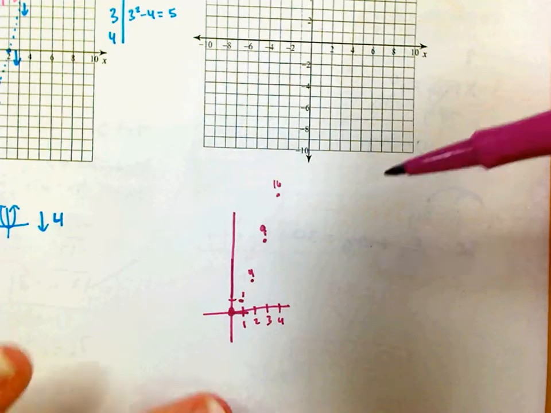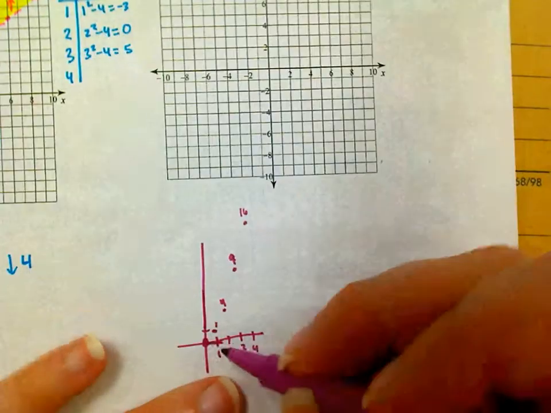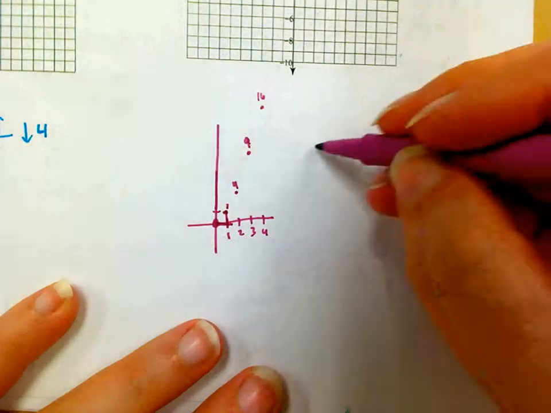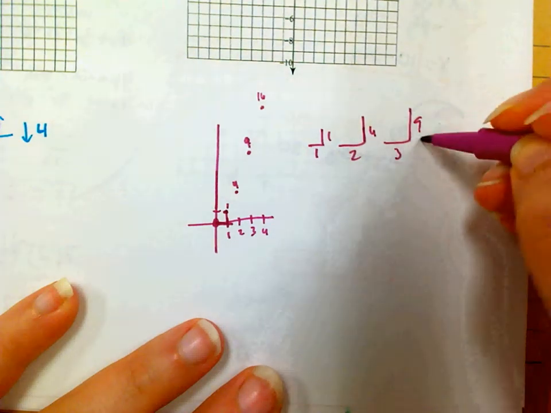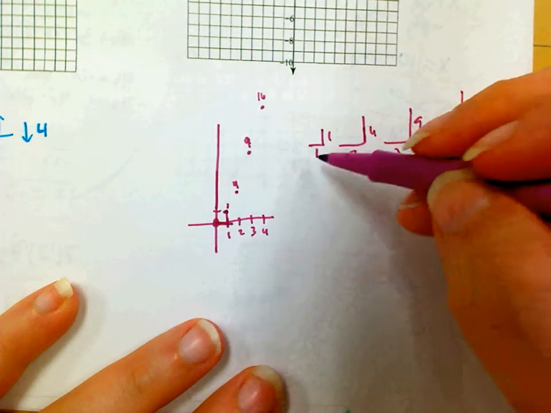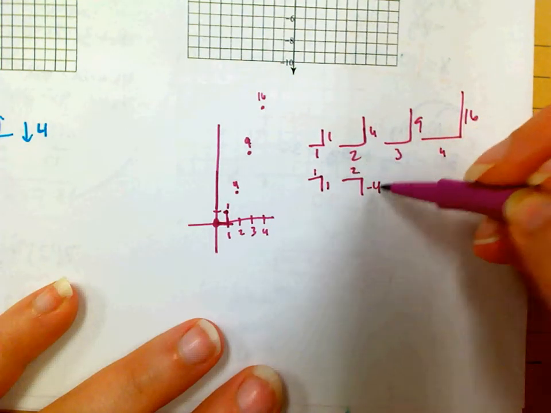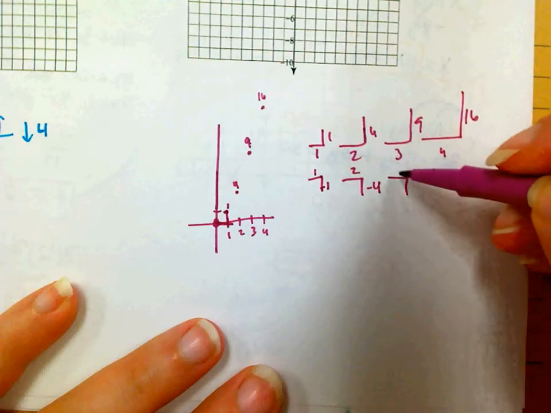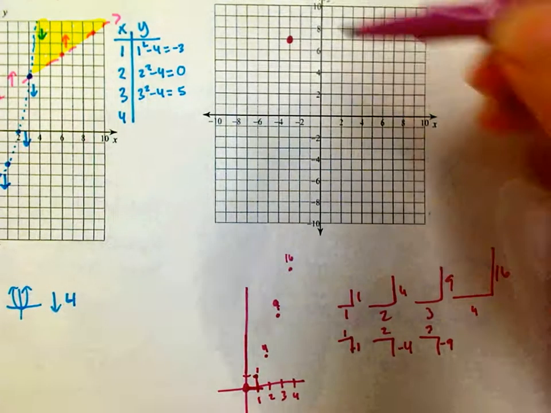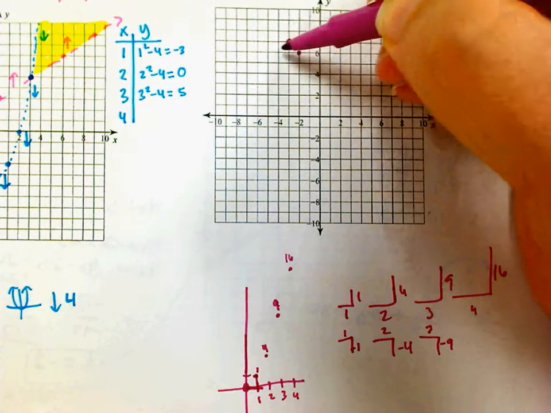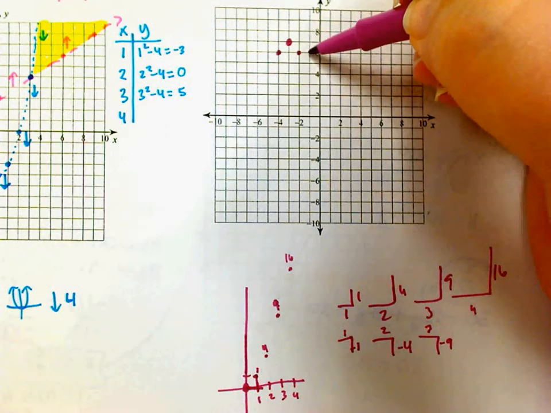So instead of going over 1 and up 1, over 2 up 4, over 3 up 9, and over 4 up 16, I'm going to go over 1 but down 1, over 2 but down 4, over 3 but down 9. So I'm going to just do that pattern, and I don't have to worry about using my table. To the right 1 but down 1 on both sides. To the right 2 but down 1, 2, 3, 4, and then mirror image.